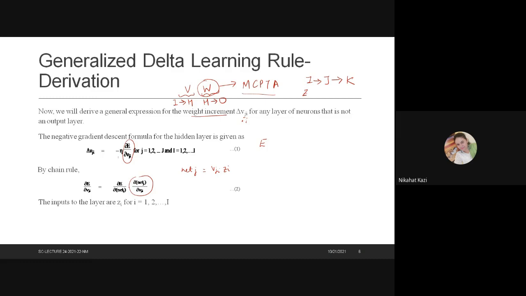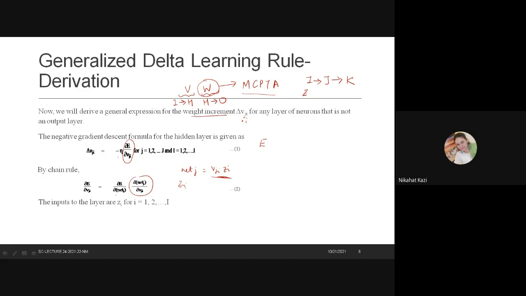So if we substitute this right hand side into this equation, what will we get? This term will become Zi, because dou Vji with respect to Vji is nothing but 1, multiplied by Zi. So this term is Zi.